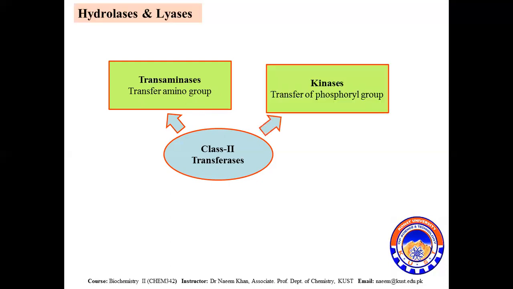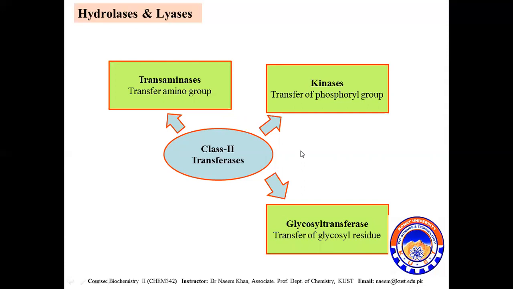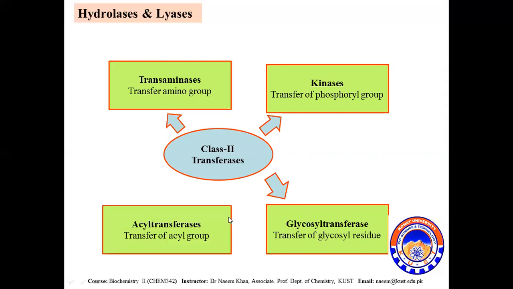Second subclass of the transferases was kinases. Kinases are the enzymes which are actually catalyzing the transfer of phosphate group from one substrate to another. Then next subclass of transferase was glycosyl transferase, which are the enzymes which are catalyzing the transfer of glycosyl residues, glycosyl components from one substrate to another. And another subclass of transferase was acyl transferases, which are catalyzing the transfer of acyl group from one substrate to another. So class number 2, transferases, we already studied transaminases, kinases, glycosyl transferases, acyl transferases.